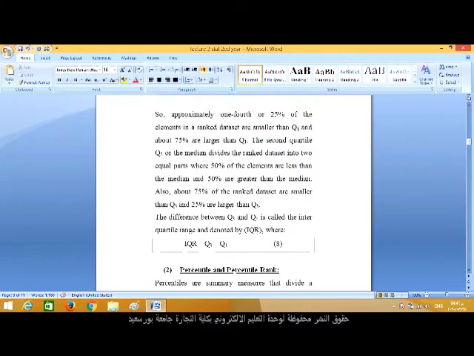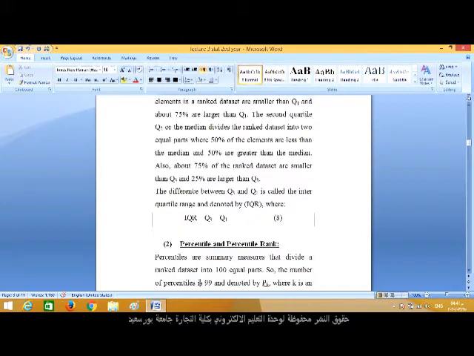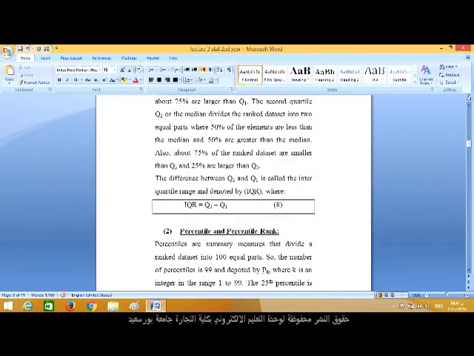Percentile and percentile rank. Percentiles are summary measures that divide the ranked data set into 100 equal parts. So the number of percentiles is 99, denoted by PK, where K is an integer in the range from 1 to 99.